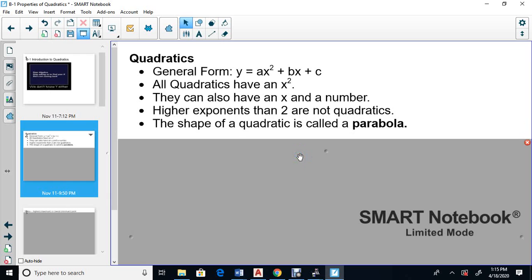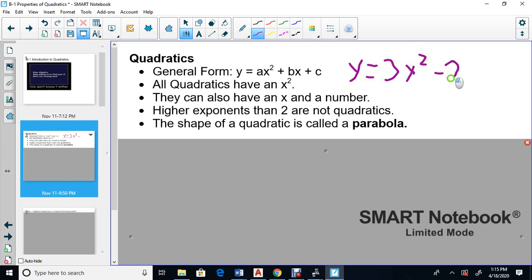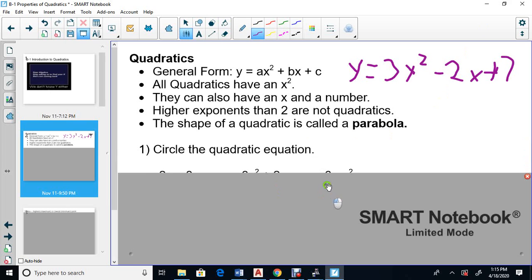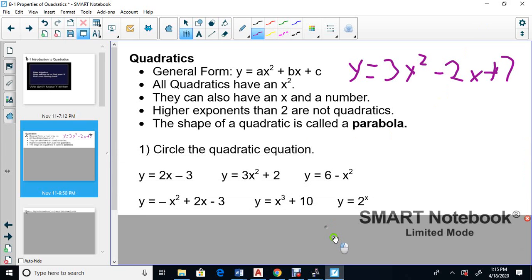So maybe I'll just put one on the screen here just to show you an example. So I'll draw an equation here. y equals 3x squared minus 2x plus 7. You have to have an x squared for it to be a quadratic. They all have to have the x squared. Okay. Now let's look at this little question here.